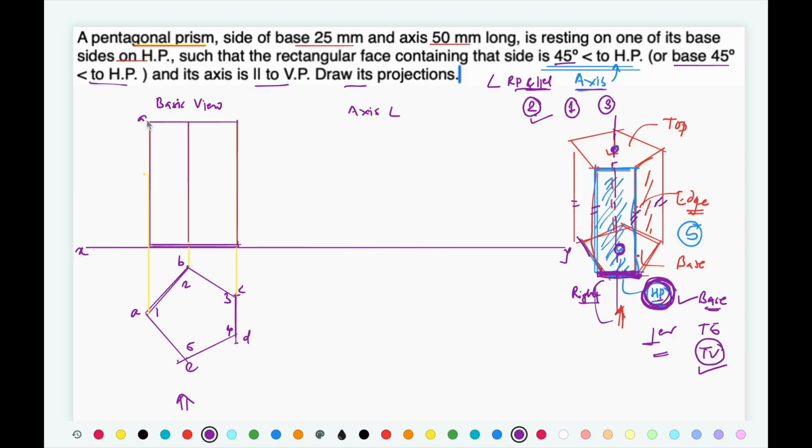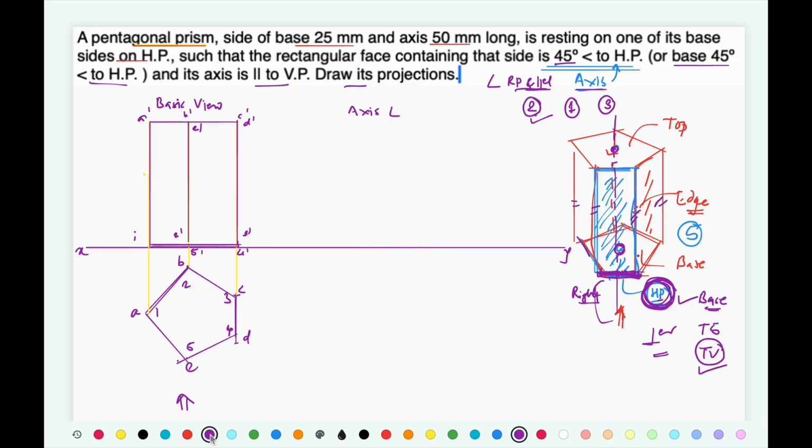Then provide the nomenclature A dash, B dash, C dash, D dash, E dash, 1 dash, 2 dash, 3 dash, 4 dash and 5 dash. Okay, so this is the basic view.